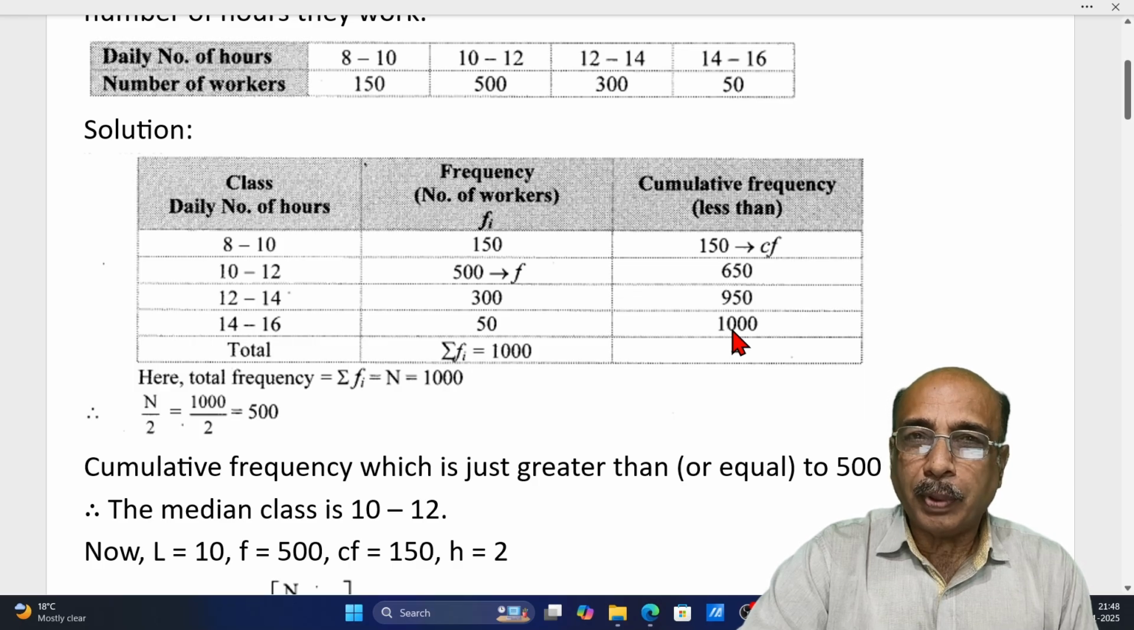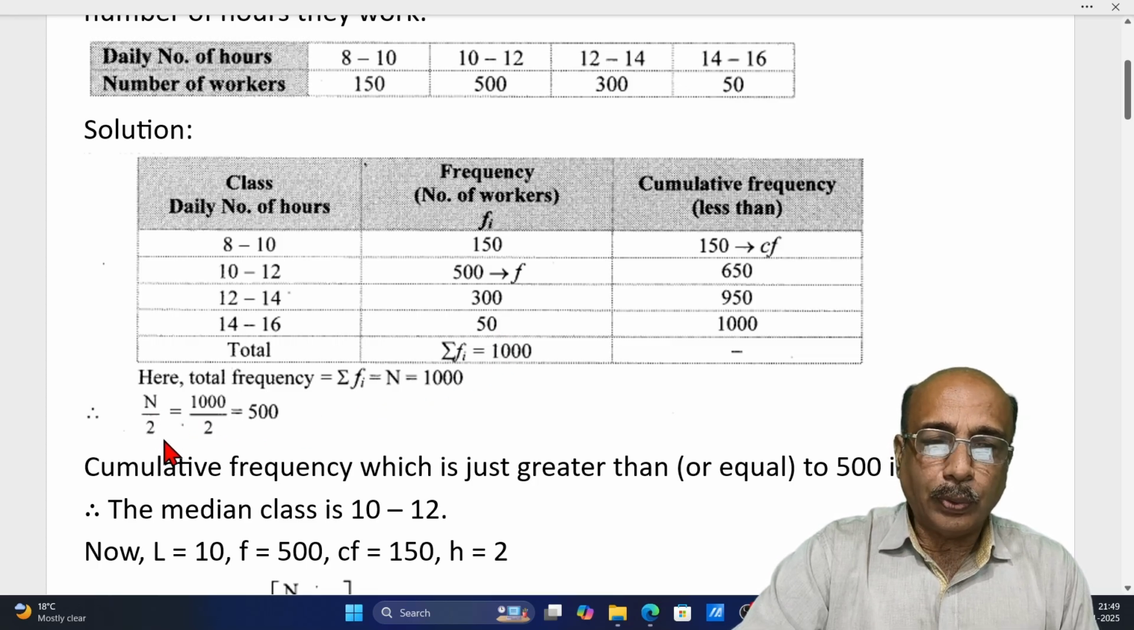So here you might have seen that we make the total of the last column. Here the frequency total is made in this manner. Now here total frequency sum of Fi, n equals 1000. So n by 2 equals 1000 by 2 equals 500.